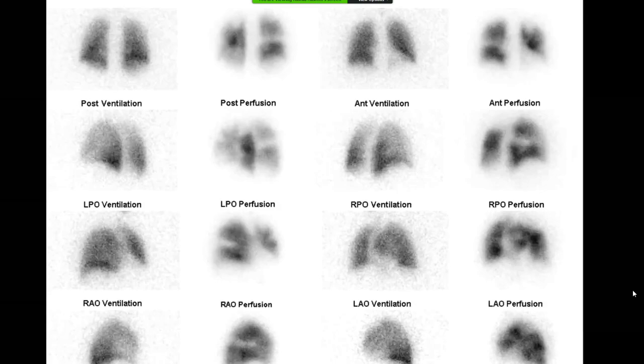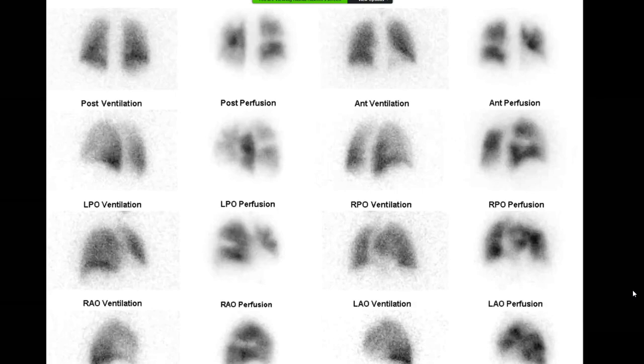Okay, sir, I'm provided with multiple planar images of the right and left ventilation and perfusion scans of both lungs. I can appreciate that in the ventilation scans, there is no ventilation defect noted within the right and left lungs. However, in the perfusion scan, I can see defects in both lungs. I will start with the left lung.